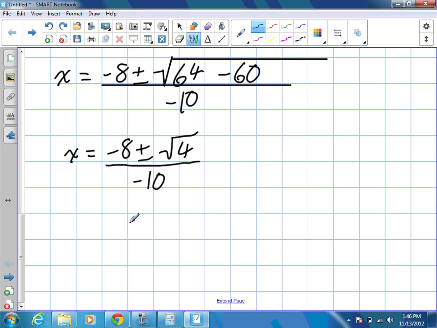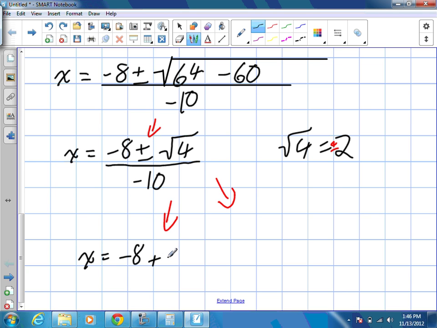So quickly we'll equate root 4. What is root 4? 2, right? And the reason they have this plus or minus is because technically it's plus and minus 2. Those are the two answers. So this is where we're going to split our equation. In one version, we're going to have x is equal to negative 8 plus 2, divided by negative 10. And in the other version, x is equal to negative 8 minus 2, divided by negative 10. Okay? We split it because there's going to be two x-intercepts.